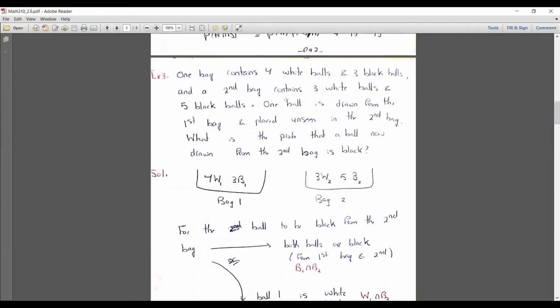Okay, guys, we are saying that one ball is drawn from the first bag and placed in the second bag. It means that we're gonna remove one ball from here and put it here randomly. Okay, guys? What is the probability that a ball now drawn from the second bag is black? Okay, guys. Let's think about it together.